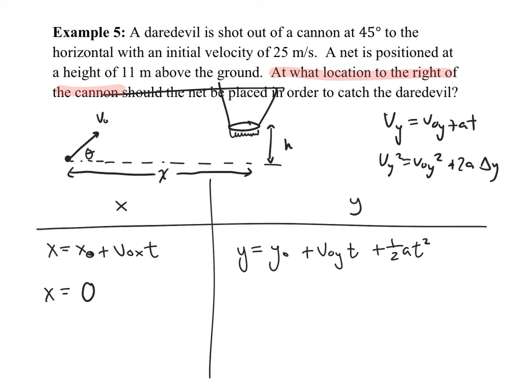This is the horizontal displacement, where the daredevil will be when he or she lands in the net. That's a key point there: lands in the net. Think about the net having a bottom to it, so it has to land in the net. Keep that in mind for a little bit. Now, we know v0x is always whatever v0 is times cosine theta. So this is just 25 times the cosine of 45 degrees, and that comes right from the problem. And t, I don't know.